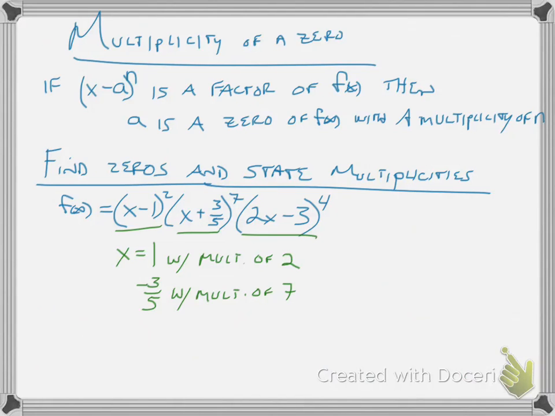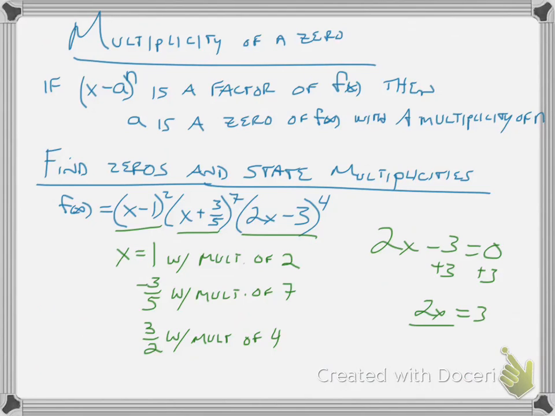And then this one is going to be 3 over 2 with a multiplicity of 4. The way I got 3 over 2 was you're setting each of them equal to 0, so I add the 3, divide by 2, so it's going to be a positive 3 over 2. That's all I'm going to put on this one. I'm going to add the end behavior chart onto the part 2 for polynomials.